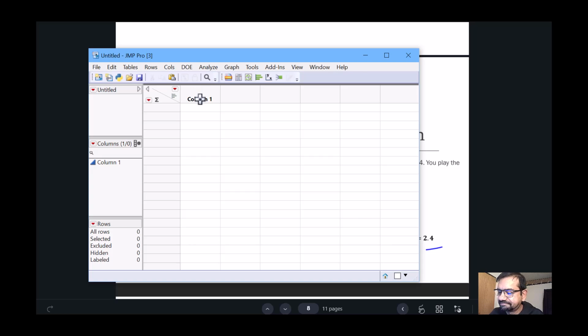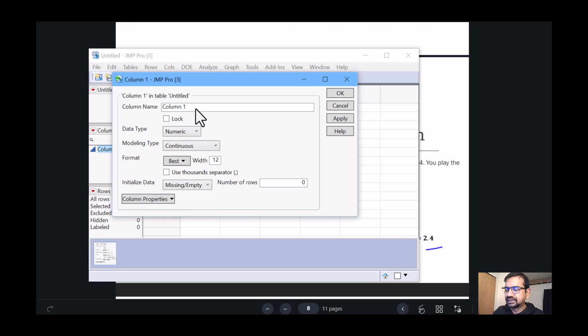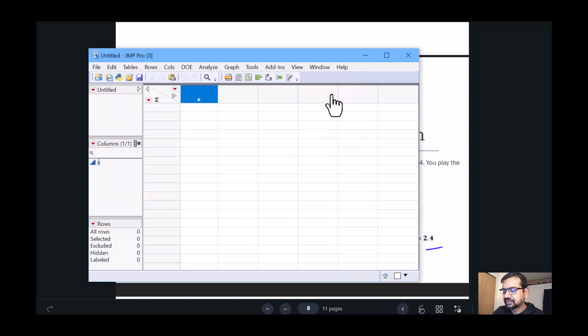So let's just get an empty table in JMP. I'm going to call this column X, where X is our number of successes. And then let's just make a list of successes.